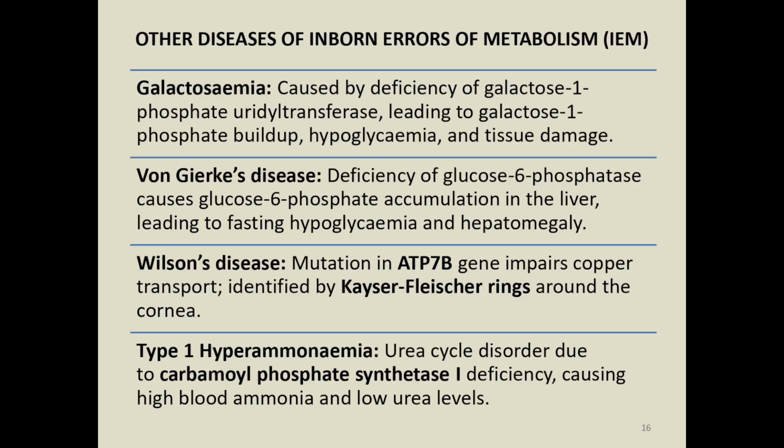Other significant inborn errors of metabolism include galactosemia, caused by the deficiency of galactose 1-phosphate uridyl transferase, leading to galactose 1-phosphate buildup and tissue damage. Von Gierke's disease, a deficiency of glucose 6-phosphatase, causes glucose 6-phosphate accumulation in the liver, resulting in fasting hypoglycemia. Wilson's disease, a mutation in the ATP7B gene that impairs copper transport, is often identified by Kayser-Fleischer rings around the cornea. Type 1 hyperammonemia, a urea cycle disorder due to carbamoyl phosphate synthetase I deficiency, causes high blood ammonia levels.